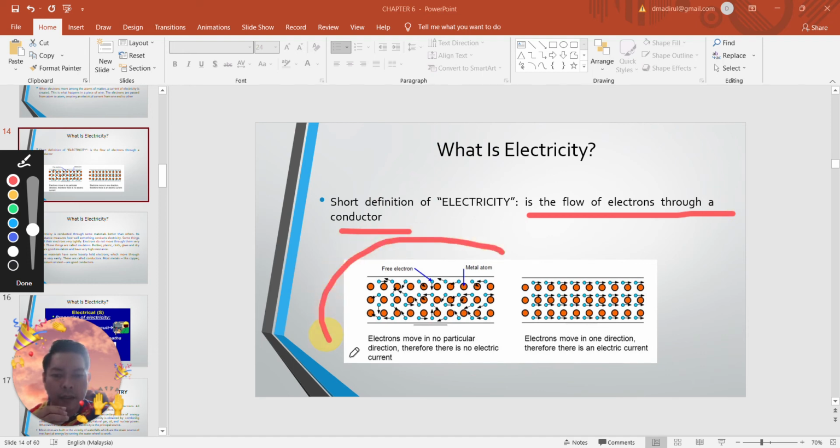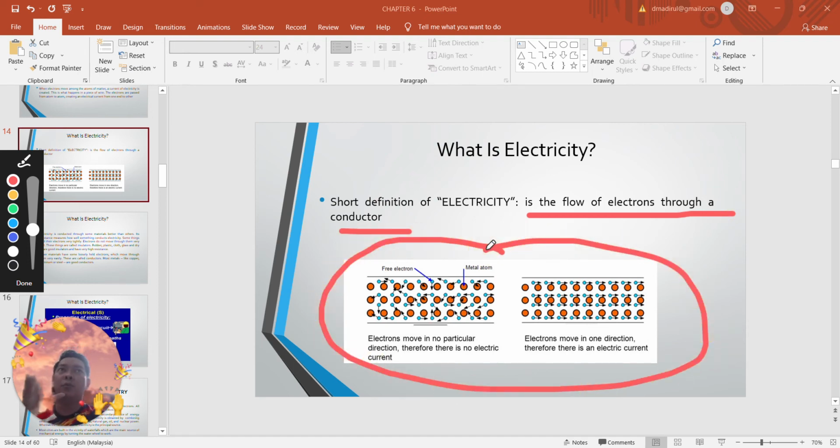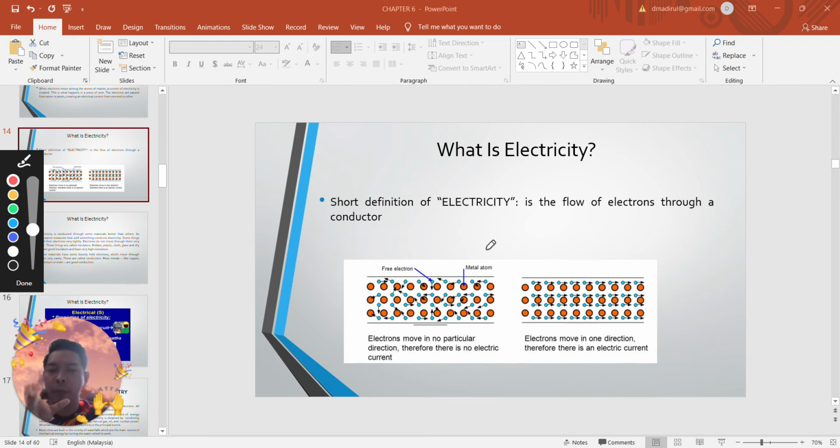You can see here a picture of how the electron is flowing from one atom to another. In the left figure, you can see the electrons in free movement, moving in between each metal atom. The electrons move in no particular direction, therefore no electric current is being created.